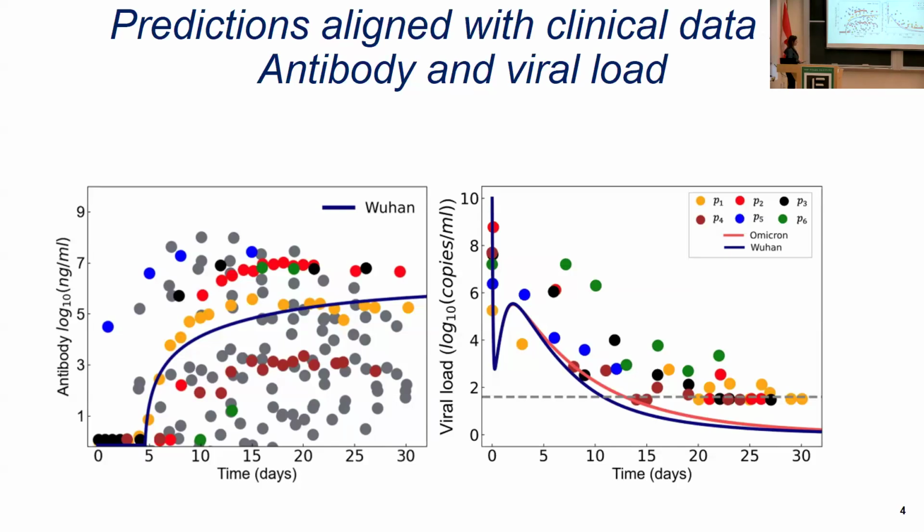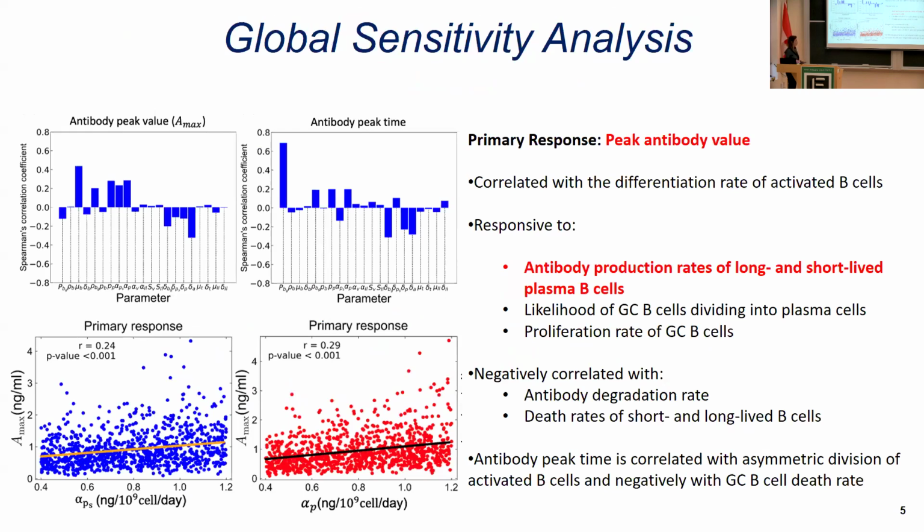After this, we did a global sensitivity analysis. We assumed 1,000 Latin hypercube samples for each parameter, changing all together. Then we looked at the antibody peak values and antibody peak time, which is our main focus in this paper. I listed some sensitivities, but I'm not going to go through them, but all make sense if you go through that. The main one is that the peak antibody level is responsive to the antibody production rate of the short-lived plasmablasts and long-lived plasma B cells in the primary response. This is based on Spearman correlation coefficients. We can see alpha P, the generation rate of the antibody by long-lived and short-lived plasma B cells. For long-lived it is a little bit higher than for short-lived plasma B cells.